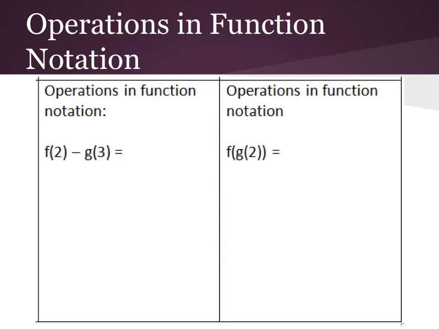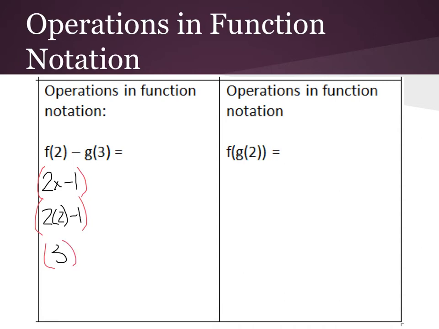So for the first one, we had our function f of x. It was 2x minus 1. And then we're going to take this whole function and we're going to put in a 2 for x. So we'll have 2 times 2 minus 1. And we know that 2 times 2 is 4, minus 1 is 3. So f of 2 is equal to 3.